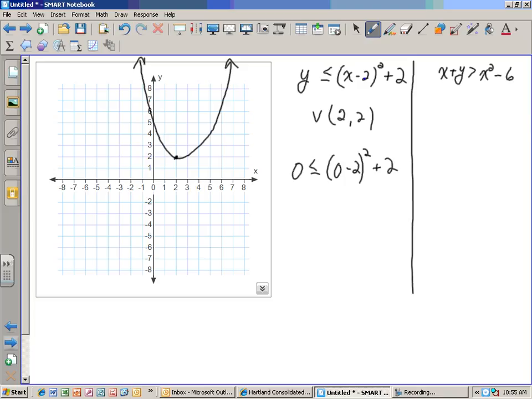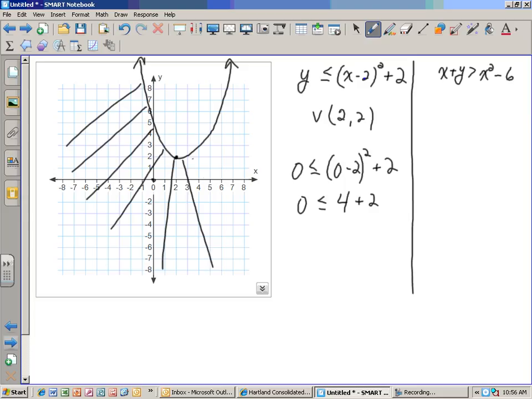And negative 2 squared is 4. 4 plus 2 is 6. Is 0 less than 6? Yes. The origin works. This point here at the origin is a solution. If one point outside the parabola works, they all work. And we can show shading this way.